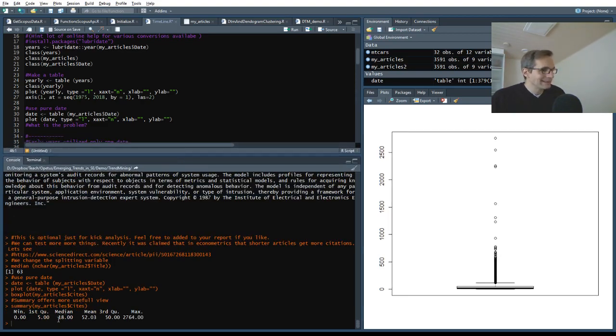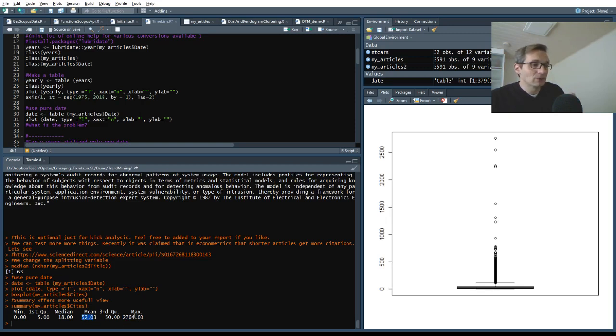So we can see that the median value of citations that the paper has in our dataset is 18. So this means that 50% of the papers have 18 or more citations, and 50% of the papers have 18 or less citations. The lowest value is 0 and the highest value is 2764.